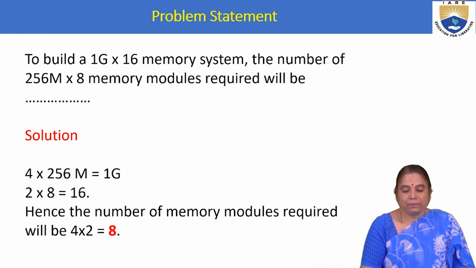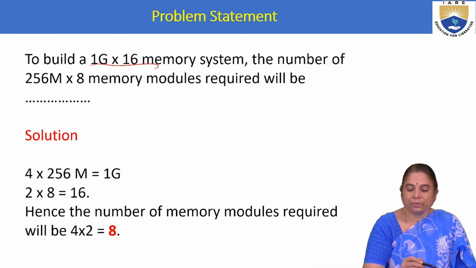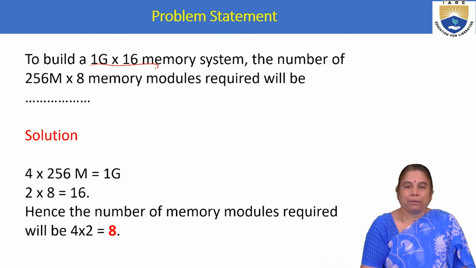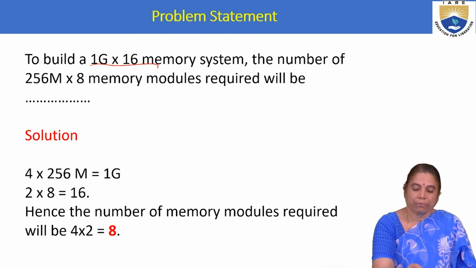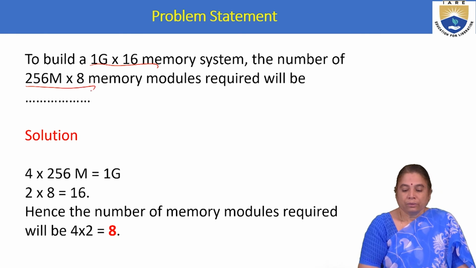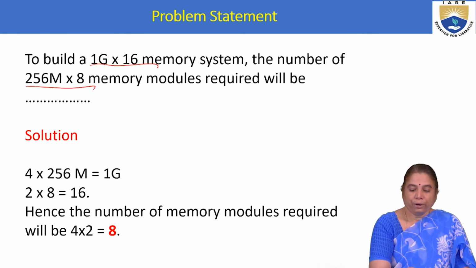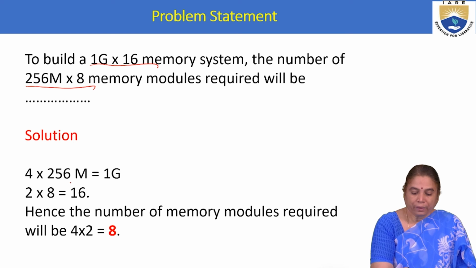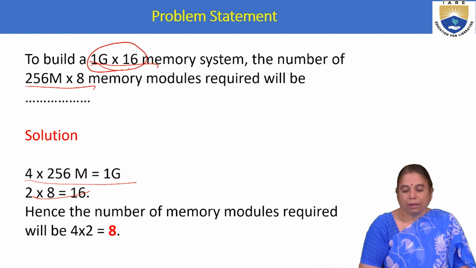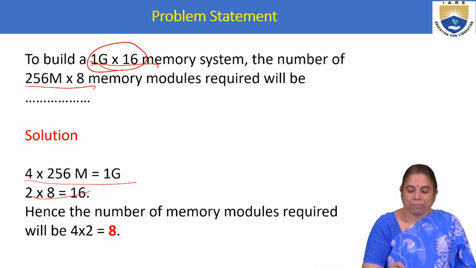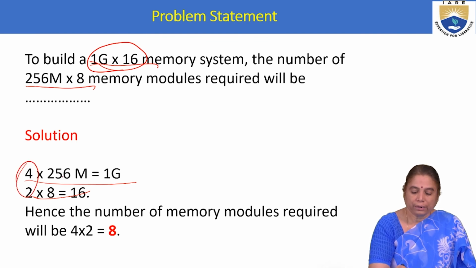To build a 1 GB by 16 memory system, the number of 256M by 8 memory modules required would be as follows. Here, 4 times 256M is 1 GB, and 2 times 8 is the 16-bit word size. Hence, the number of memory modules required will be 4 into 2, that is 8.